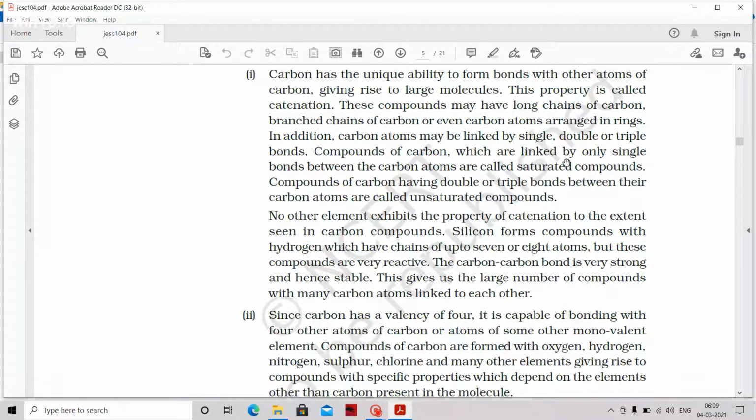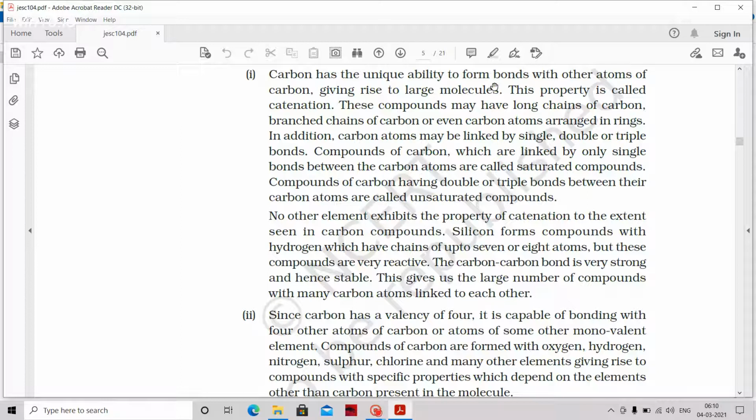Compounds of carbon having double or triple bonds are called unsaturated compounds. Remember, one is saturated compounds, another is unsaturated. Single bond containing compounds are called saturated carbon compounds, and double bond or triple bond containing compounds are called unsaturated. What is a double bond? Two bonds between carbon and carbon. Three bonds between carbon and carbon is called a triple bond.